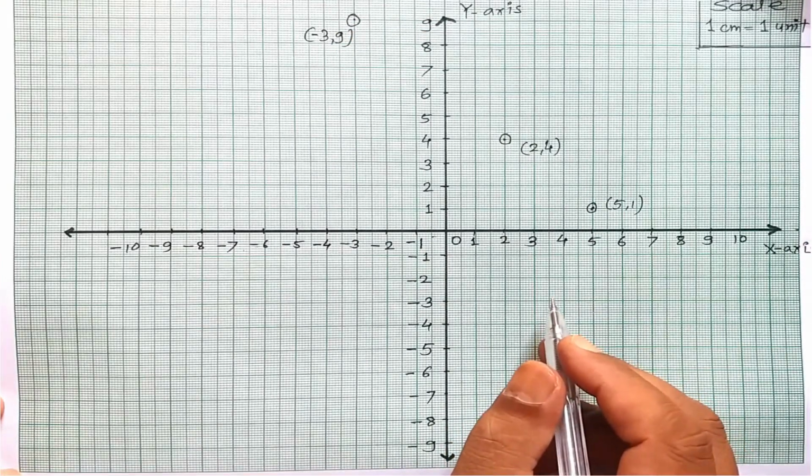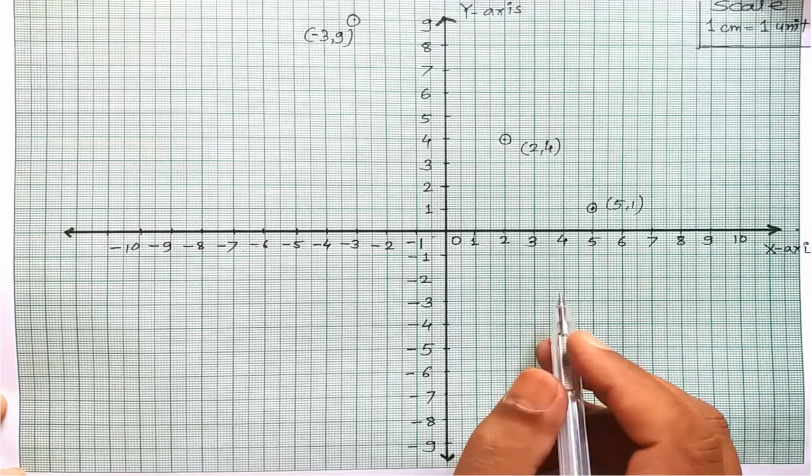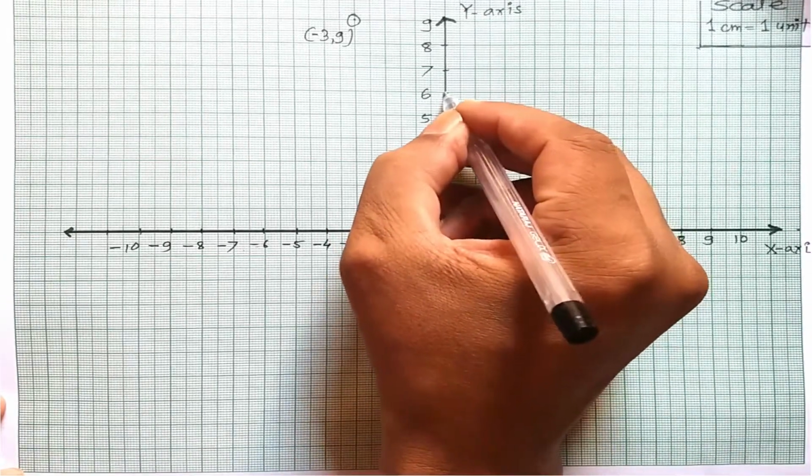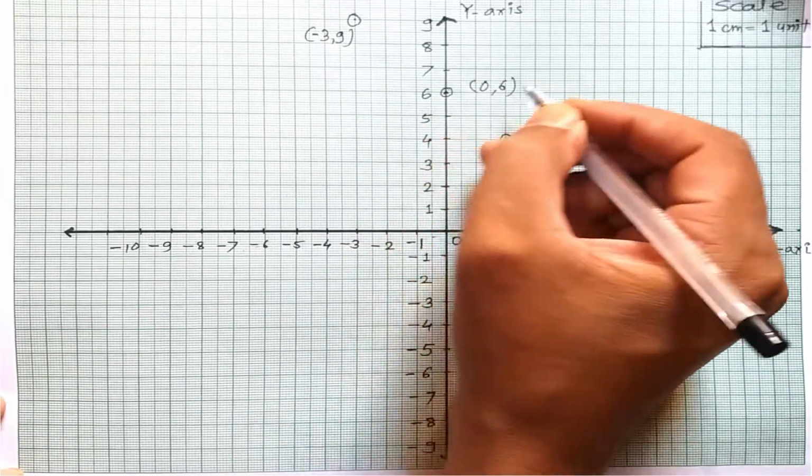X coordinate is 0, which means this point lies on the y axis. So here is the point 0, 6.